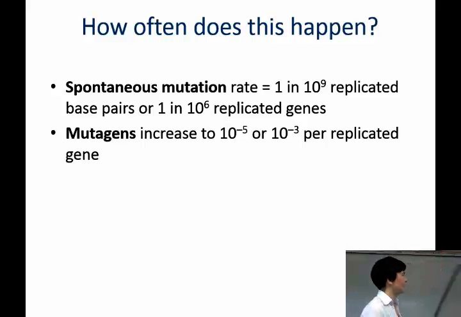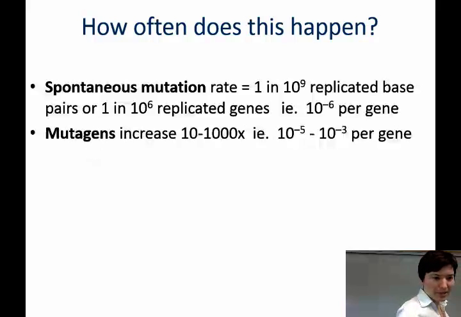So how often does this happen? I already told you that the spontaneous mutation rate is about 1 in 10 to the 9 base pairs, or 1 in a million genes. Okay, 1 in a million genes, we have a mistake that's introduced by DNA polymerase. So that's pretty good. I mean, if you had this error rate in your life, you'd probably be a superstar running several corporations. Mutagens increase the spontaneous error rate up to 1 in every 1,000, or 1 in every 100,000, somewhere in that range. So it gracefully increases the rate.